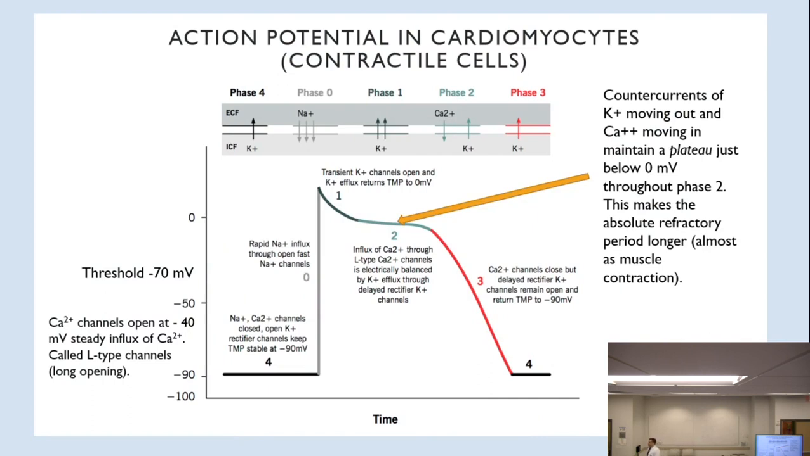Notice that it has different phases. It starts in phase 4, which is exactly the same resting membrane potential that we saw in the neurons. You have a bunch of explanations, our channels, our different things, but the mechanism is the same. You have different types of channels. You have the leak channels for potassium. You have some calcium channels that are called L-type channels. L stands for long opening.